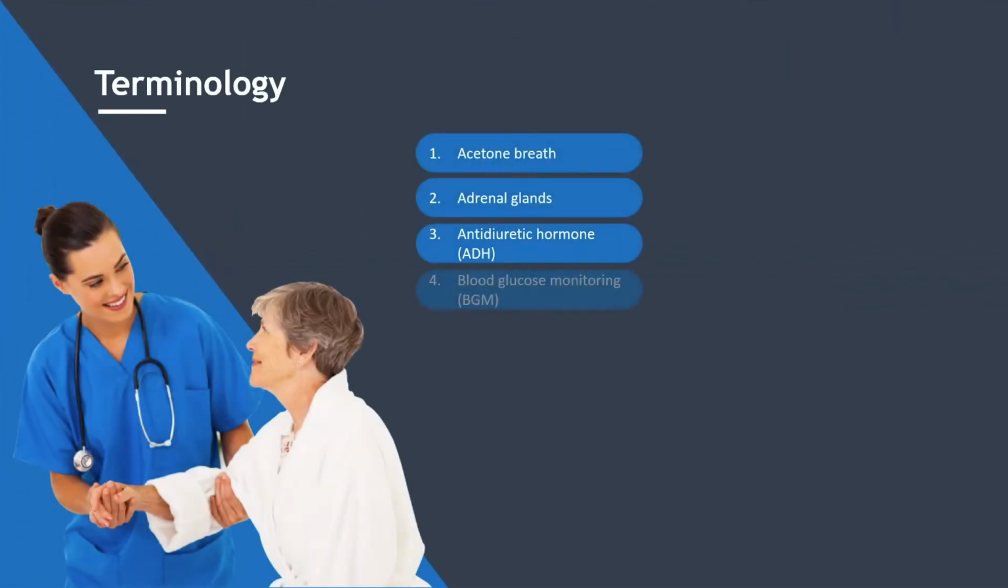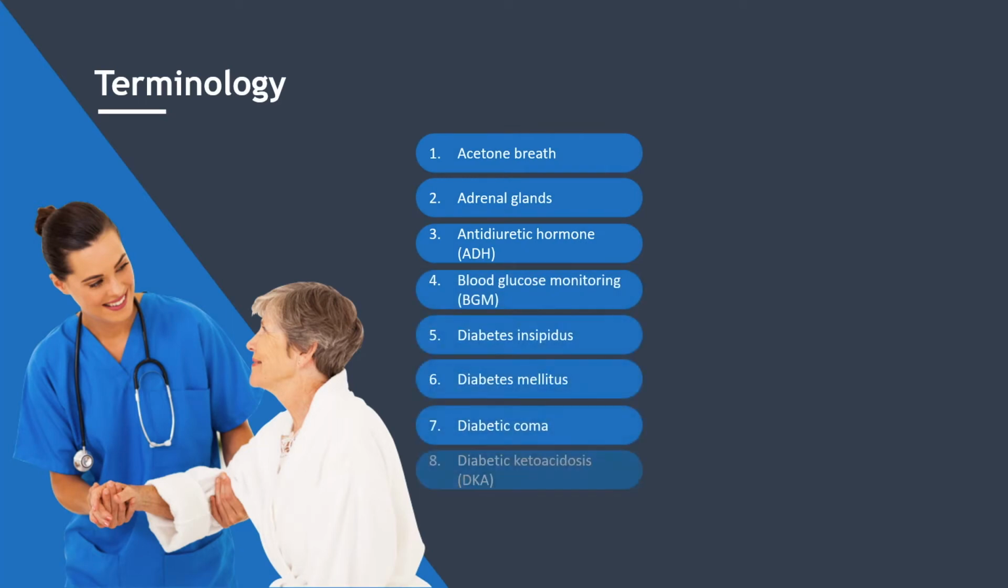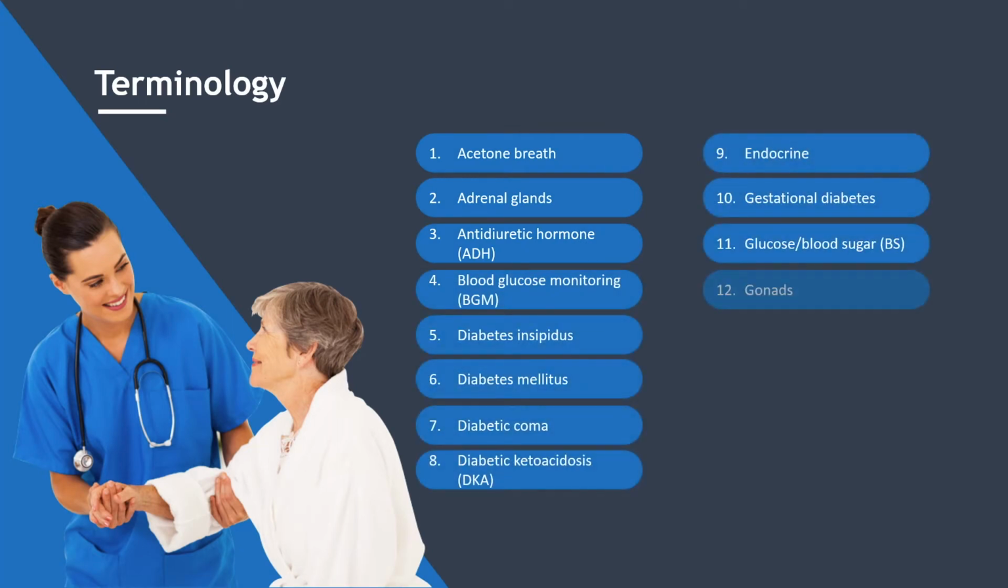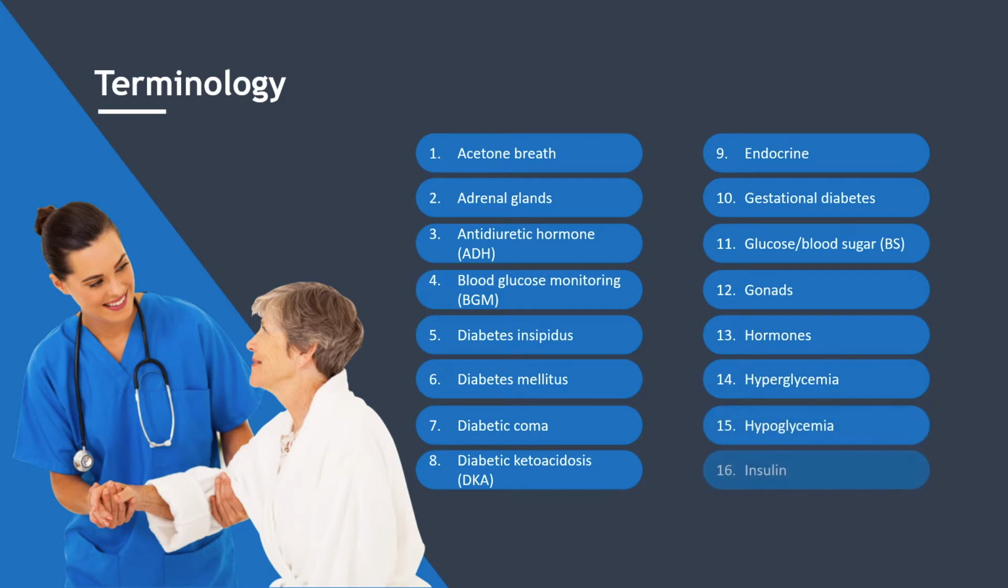Terminology: acetone breath, adrenal glands, anti-diuretic hormone, blood glucose monitoring, diabetes insipidus, diabetes mellitus, diabetic coma, diabetic ketoacidosis, endocrine, gestational diabetes, glucose blood sugar, gonads, hormones, hyperglycemia, hypoglycemia, insulin.